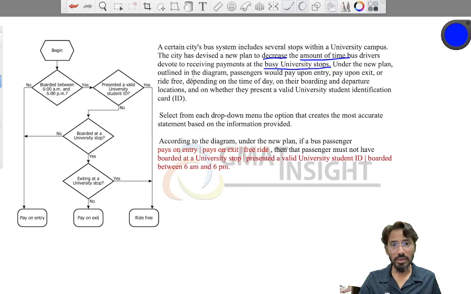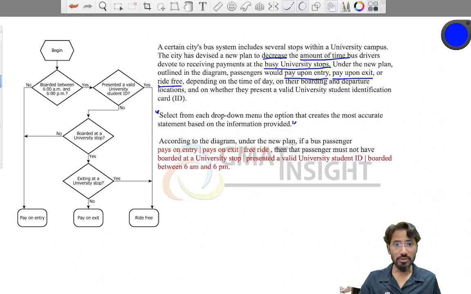Under the new plan outlined in the diagram, passengers would pay upon entry, pay upon exit, or ride free depending on the time of the day. So there are these three options: either pay upon entry, pay upon exit, or ride free depending upon the time of the day, on their boarding and departure locations, and on whether they present a valid student identification card. Select from the drop down menu which of the following creates the most accurate statement based on the information provided. This is a very standard line that you see in most of the graph based questions, so you can just understand what this line means.